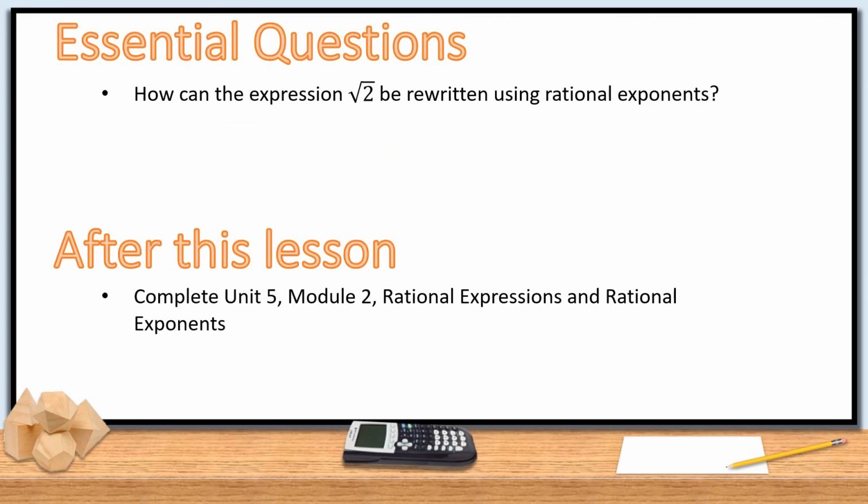All right, so that brings us to the end of today. How can the square root of 2 be rewritten using rational exponents? You would rewrite it as 2 to the power of a half. And then after today, complete Unit 5, Module 2, the rational expressions and rational exponents. Actually, that should be radical expressions, my bad. Radical expressions and rational exponents, and you also have a math task available.